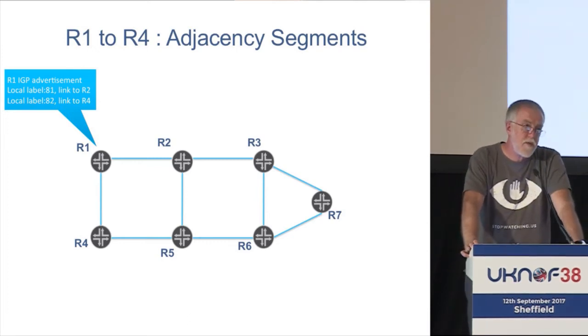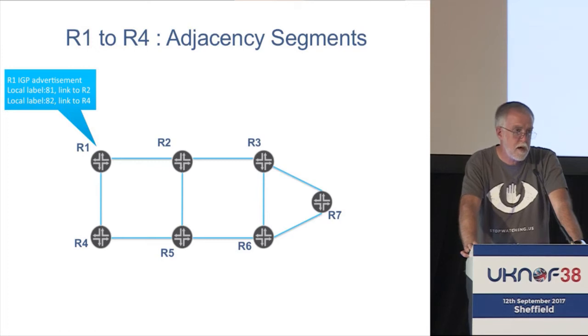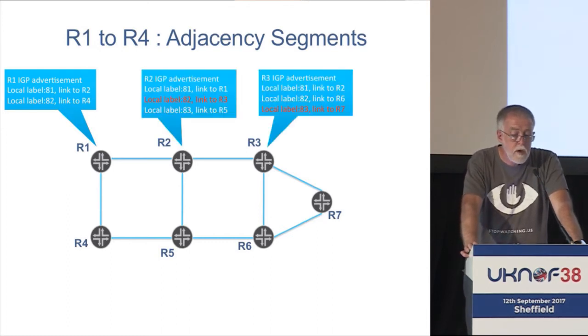So the router, R1, advertises a local label that says, when I see this label, I'm going to send out of a specific link. So if a packet arrives with this label, it tells me what link to send it out of. And so all of the routers do this.